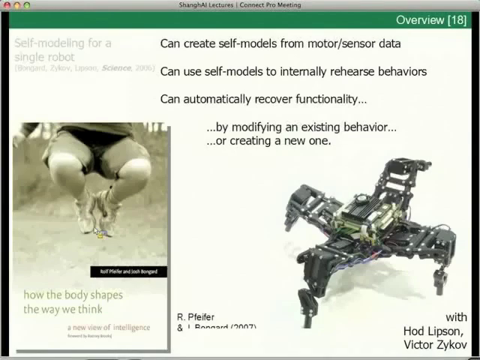But just to step back now, this is my last overview slide, and just to summarize what I've talked about. I've shown you a robot that is able to exhibit a particular kind of adaptation, which is resiliency. It does that by using an evolutionary algorithm to create self-models from sensor motor data. It then uses those self-models to internally rehearse behaviors before trying them out in reality.